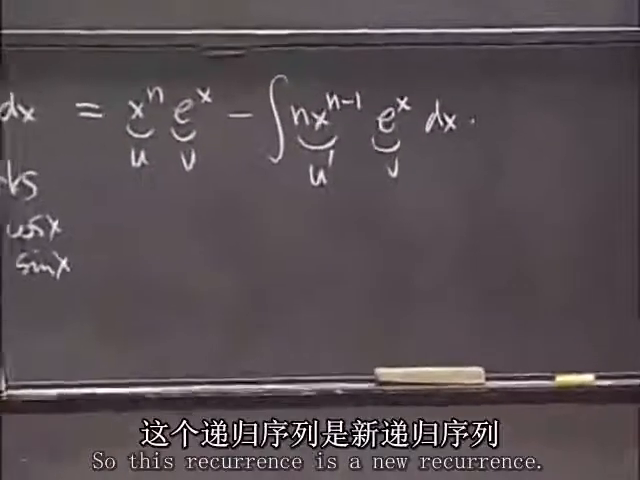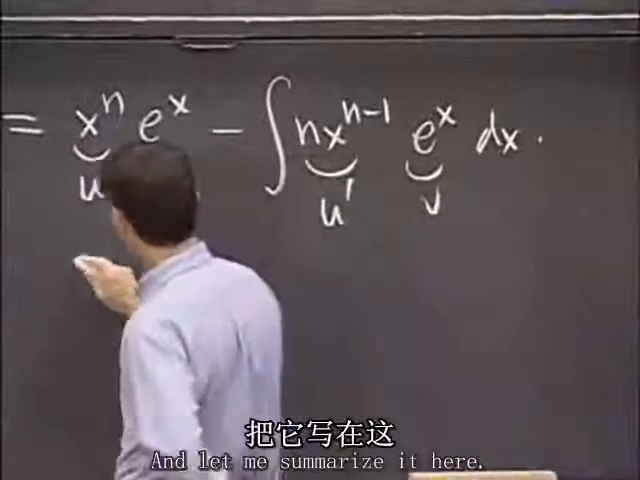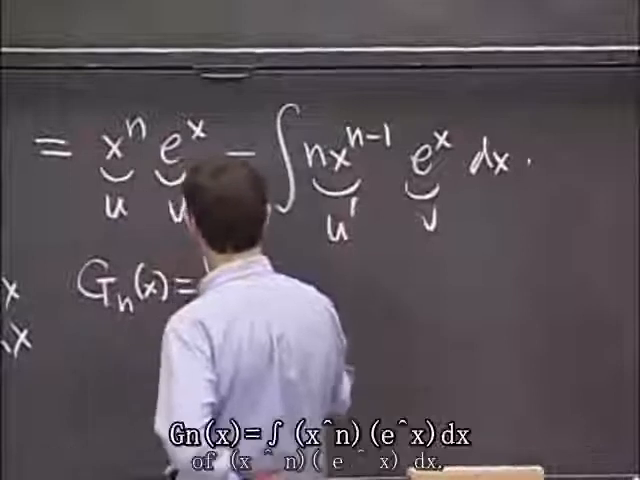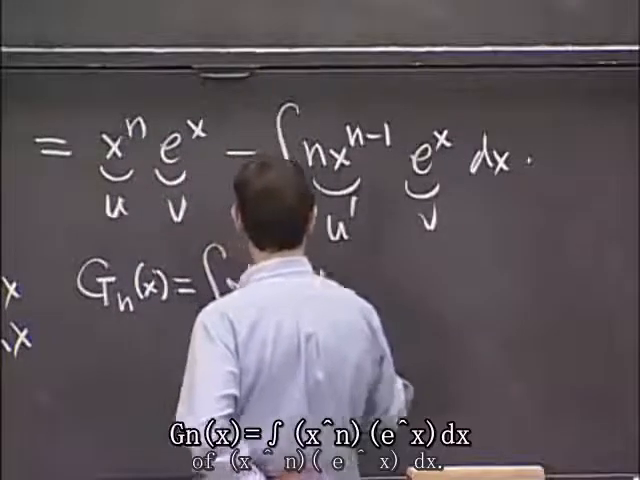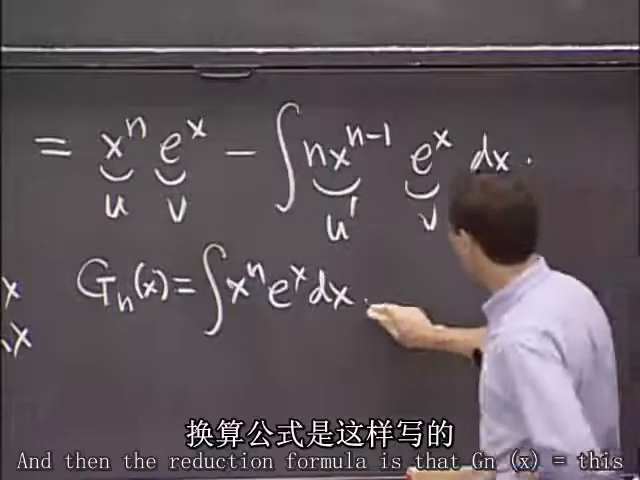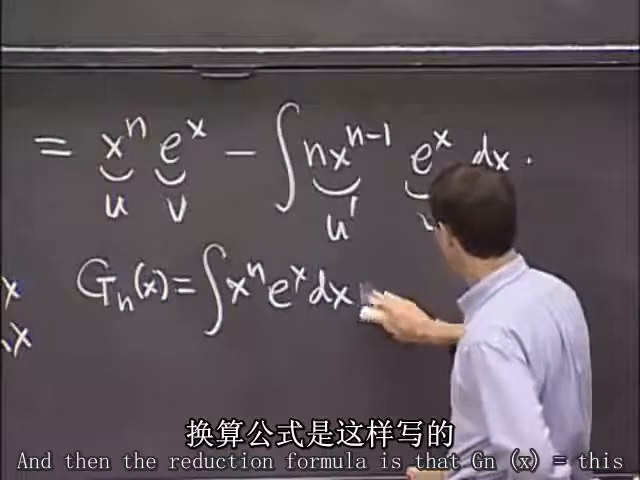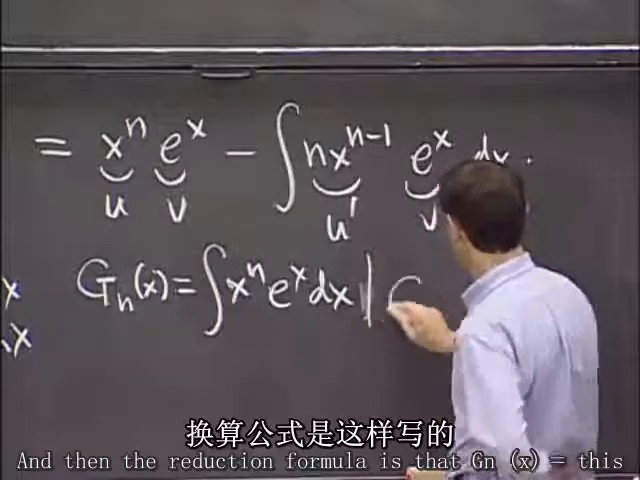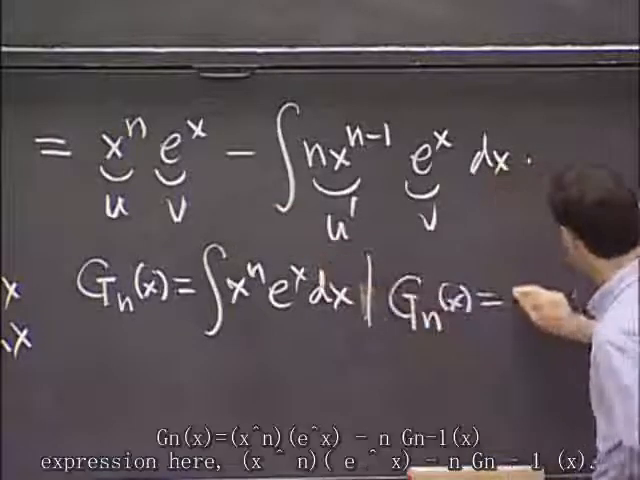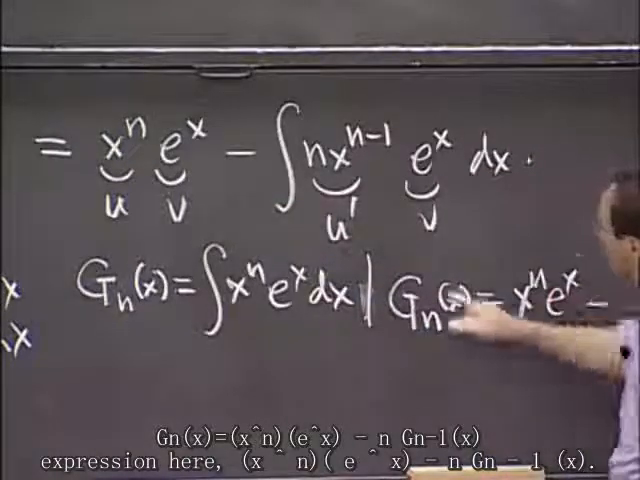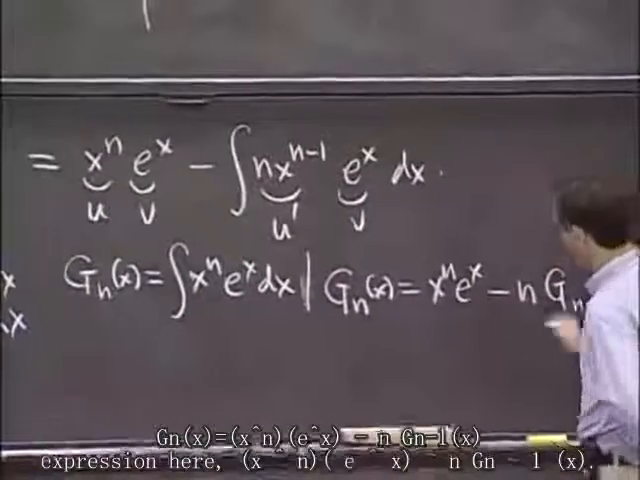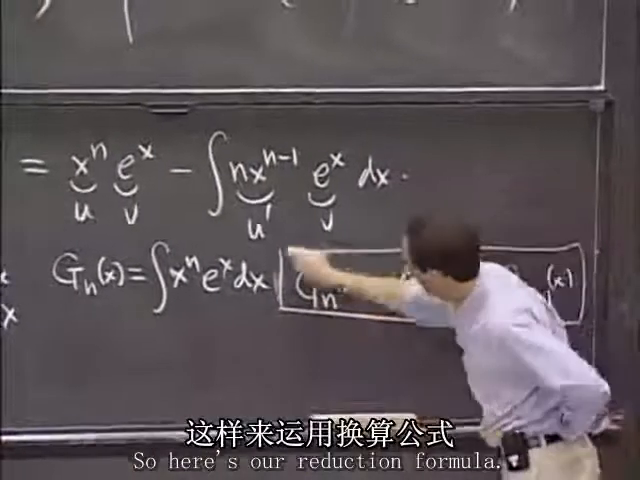So this recurrence is a new recurrence, and let me summarize it here. It's saying that gn of x should be the integral of x to the n e to the x dx. Again, I'm dropping the c. And then the reduction formula is that gn of x is equal to this expression here, x to the n e to the x minus n times g n minus 1 of x. So here's our reduction formula.